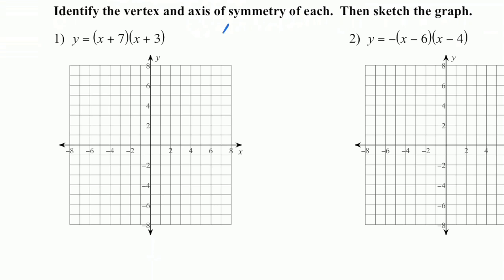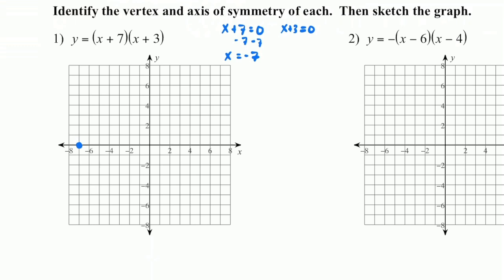So if I have x plus 7 equals 0, and I subtract 7 from each side, that's going to give me x is equal to negative 7. So I can go ahead and plot that point right here, negative 7, 0. And then I can do the same thing with x plus 3. So I'll have x plus 3 is equal to 0. Subtract 3 from both sides. So I'll get x is equal to negative 3. And I'll go ahead and plot that there. So those are my two x-intercepts, which are important to find.